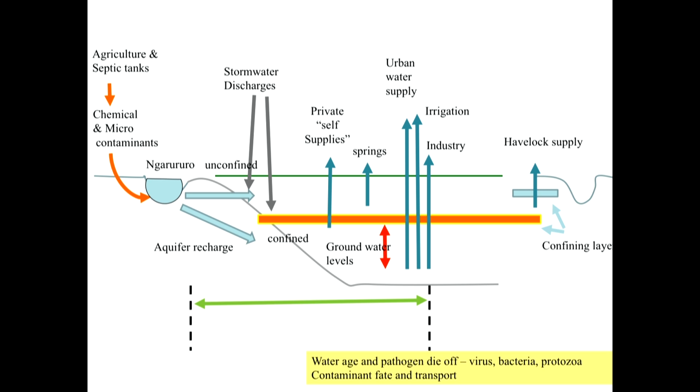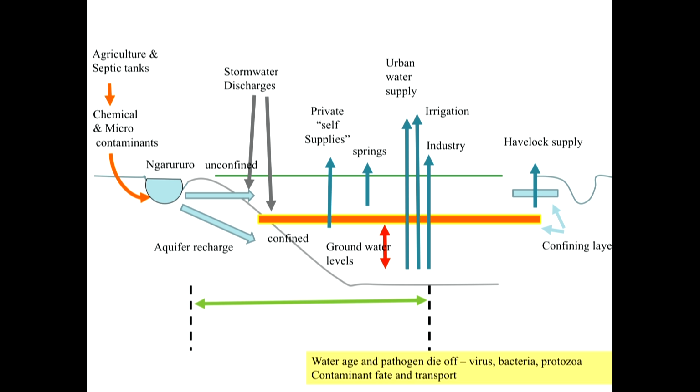Obviously, in the case of the Havelock North outbreak, we now know that that was a much more complex situation, and in fact there seem to be two aquifers over the top of each other, the Heretaunga Aquifer and the Tamata Aquifer.